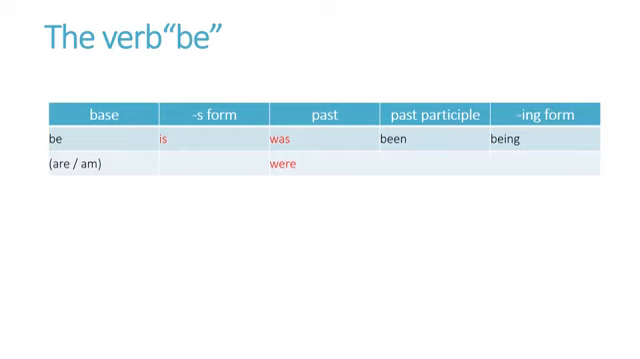Now the past has two forms. This is the only verb that has two different forms for the past tense. And it can be a little bit confusing because was is used in the third person singular. He was, she was, it was. It is also used with the subject I, I was. Were is used with everything else. You were, they were, we were. The past participle of be is been, and the ing form is being.